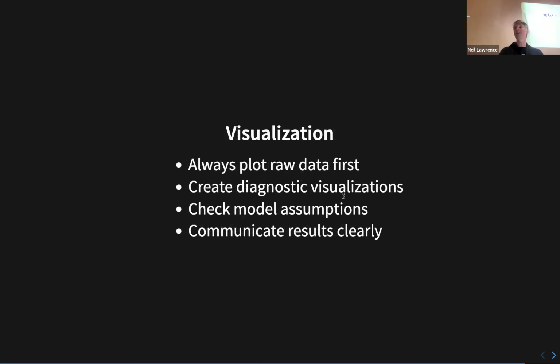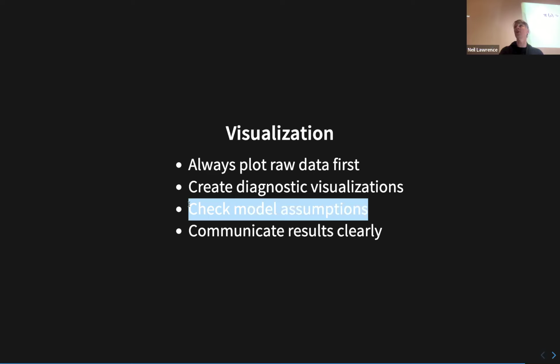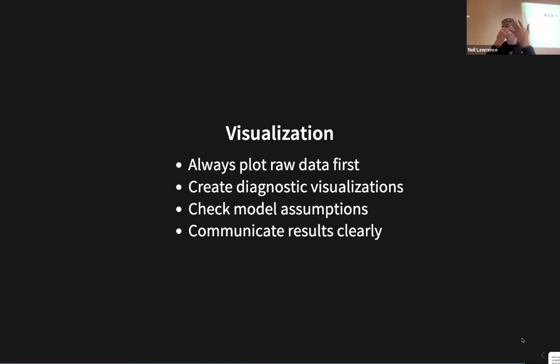Visualization: remember to plot the raw data, create diagnostic visualizations, and check the model assumptions. Statsmodels is doing a whole load of that for you, right? And you can easily look up what those statistics are. That's the sort of thing we're interested in for your final result. What work have you done to justify the decisions you're making? We're constantly looking for this healthy skepticism that data scientists should have. And these are ways you can show that healthy skepticism, right?